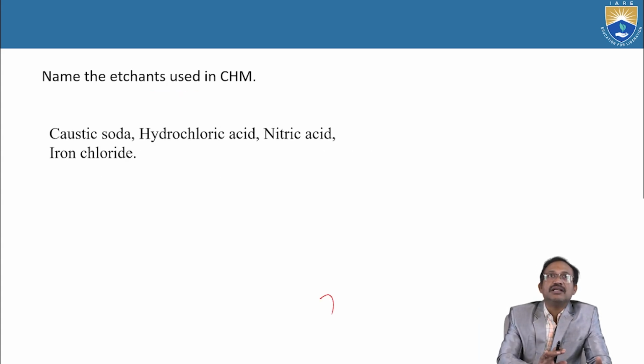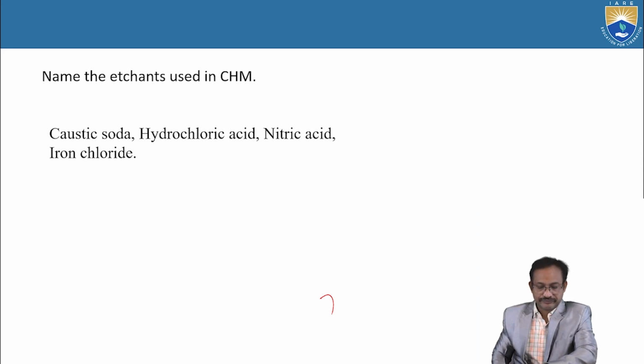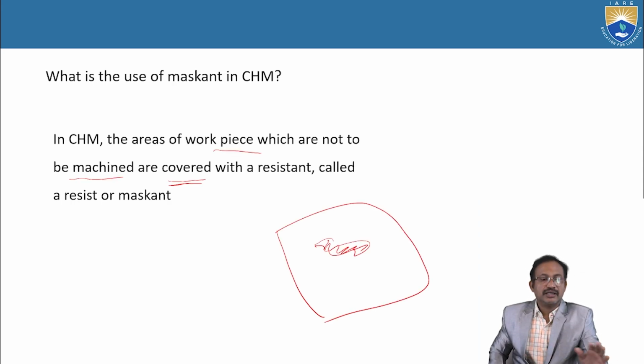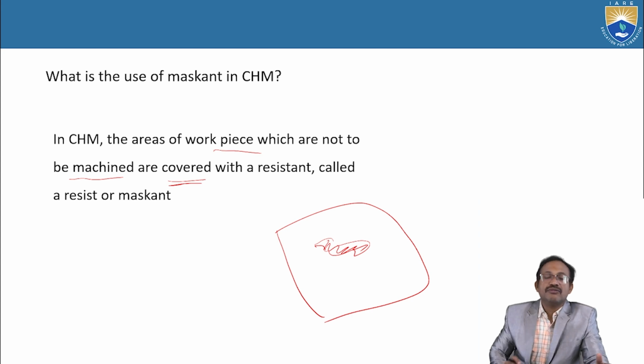Name the etchants used in chemical machining. Caustic soda, hydrochloric acid, nitric acid, iron chloride. So these are the various etchants used in chemical machining. What is the use of maskant in chemical machining?